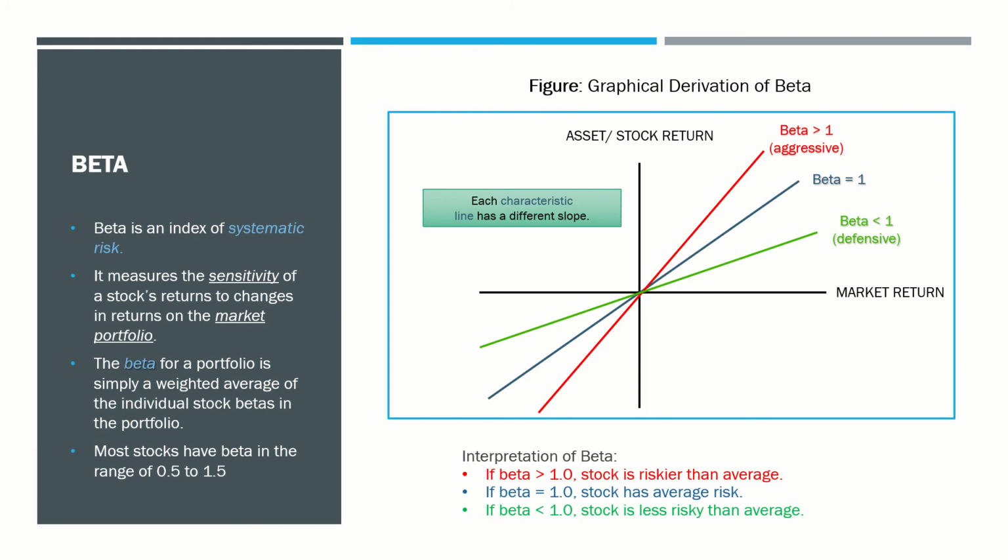Risiko tu diukur dengan menggunakan beta. Beta is an index of systematic risk. Okay, ni risiko pasaran. It measures the sensibility of a stock returns to changes in returns on the market portfolio. The beta for a portfolio is simply a weighted average of individual stock betas in the portfolio.